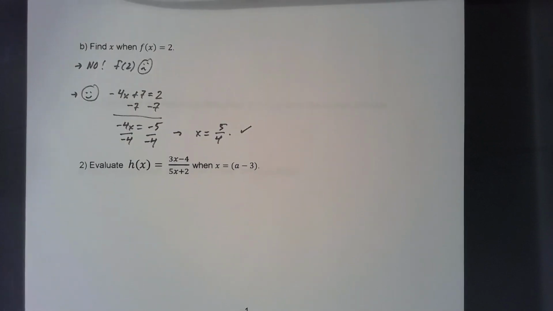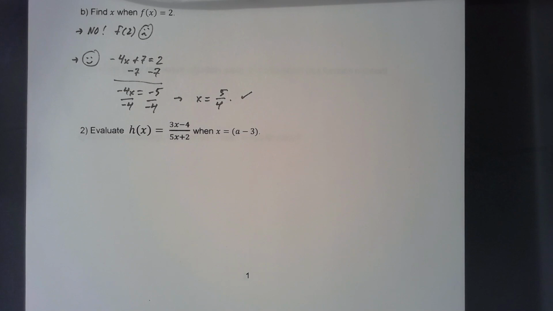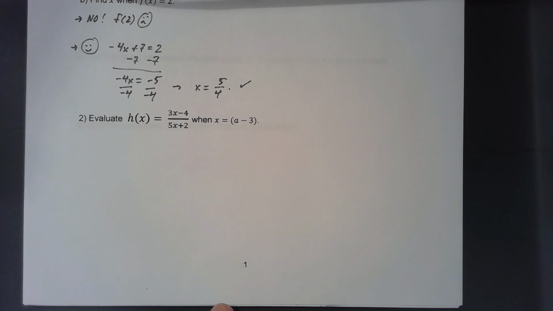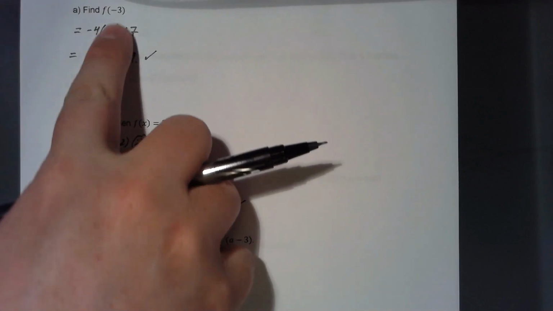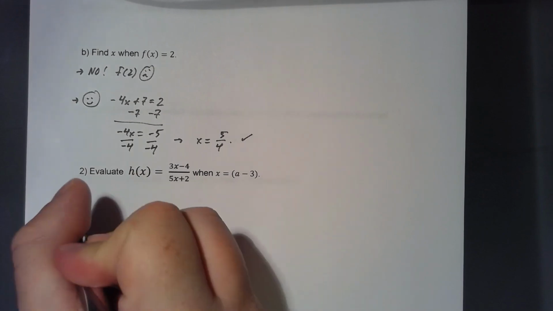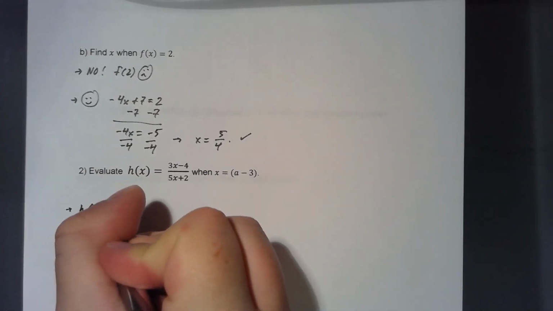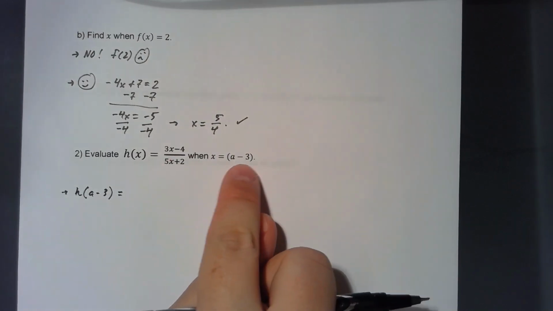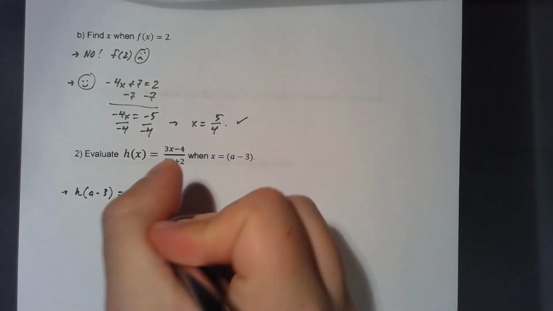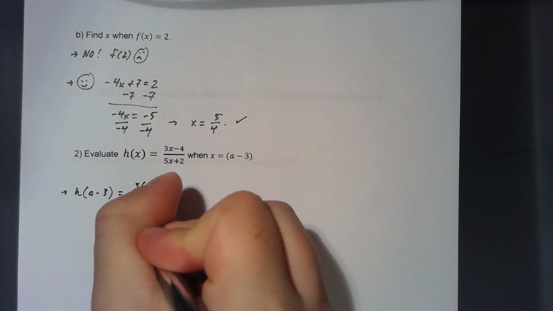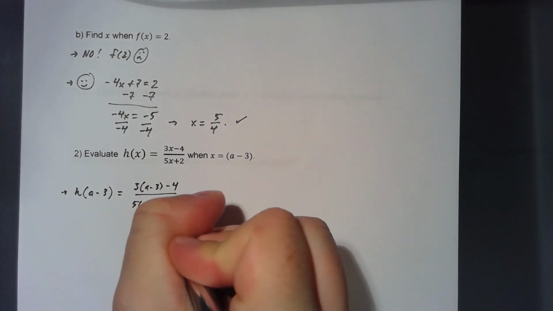All right, number 2, you're evaluating this function when your input is a minus 3. Like we talked about in chapter 2, your input doesn't just have to be a number. It could be an expression. So you're taking h and evaluating at a minus 3. Wherever you see x in your function, just replace it with a minus 3 and then simplify. So you're going to have 3 times a minus 3 minus 4 in the numerator, and 5 times a minus 3 plus 2 in the denominator.